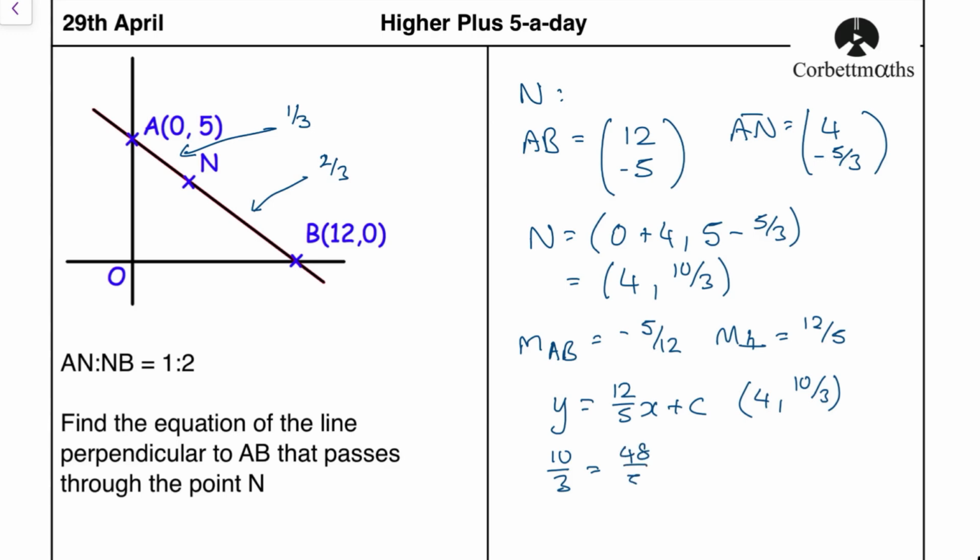So that's 48 over 5 plus c, which means that c is equal to, now I need to make these 15ths, don't I? So it's going to be 50 over 15 minus 48 times 3 is 144 over 15, which is going to be, well, 144 minus 50 is 94, so that's going to give me minus 94 over 15. I said it wasn't going to be nice. So my final answer is going to be y is equal to, let's get the gradient correct, 12 over 5x minus 94 over 15. Wow, difficult question.